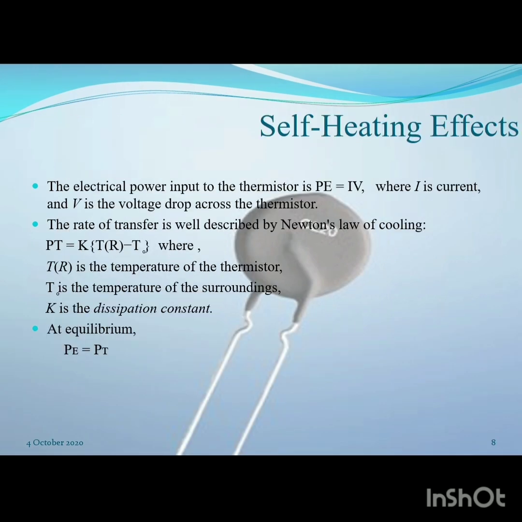Now we are going to talk about the self-heating effects. As we all know, whenever there is a flow of current, some heat energy is produced, so there is some energy loss. We are going to see how this heating effect affects our device. Self-heating means it is getting heated on its own. Whenever current flows through a thermistor, it generates heat, which raises the temperature of the thermistor above that of its environment.